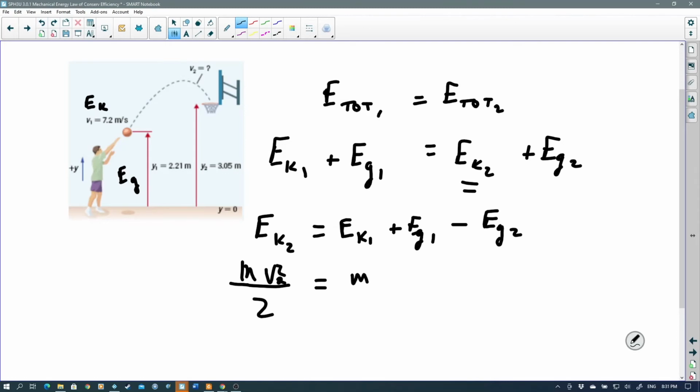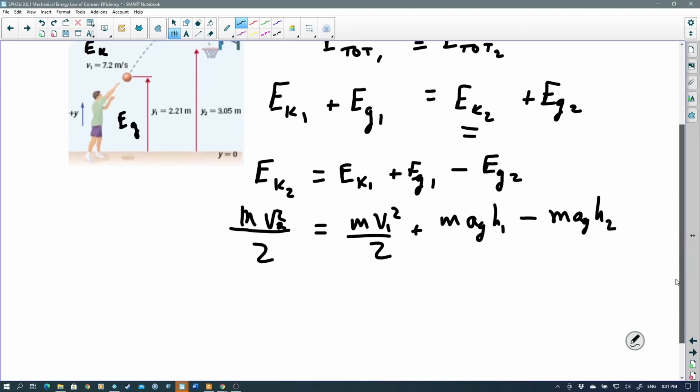EK1 would be mv1 squared over 2. EG1 would be mgh1. They called it y1, which is the height, but I'm going to call it h1 to follow the same conventions that I was using earlier. And we're going to subtract mgh2. Again, they called it y2, and I'm just going to call it h2.